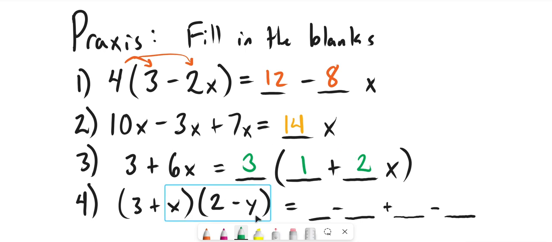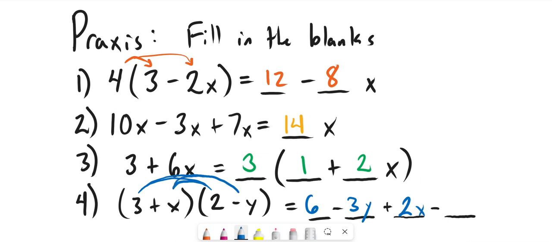Finally, what does our foiling exercise here say to do? It says, let's do our first terms. That's going to be 6, 3 times 2. And then what about 3 times minus y? That's minus 3y. What about the inner? That's x times 2. That's 2x. And the last term is going to be x times minus y. That's minus x times y. We just write them together.